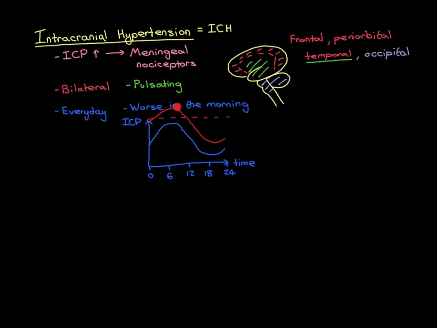Now, if this was extreme enough, you can imagine if I brought it right up here, then all day long it would be above this line, and therefore you would have a headache all day long. It would just be worse in the morning and better in the afternoon. But if the intracranial hypertension is not too severe, as I've shown here, then in the afternoon your graph will go below this line, and therefore you won't be getting pain anymore. You won't be getting the activation of the meningeal nociceptors.